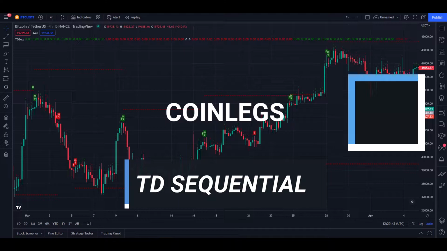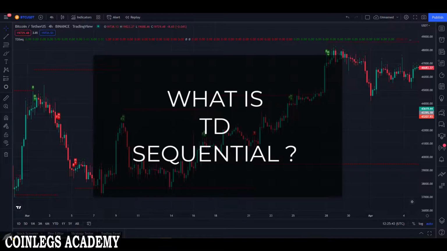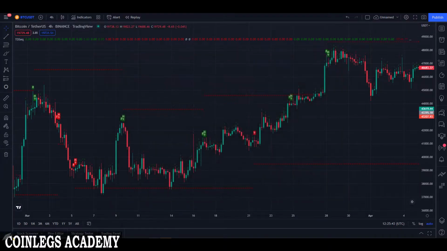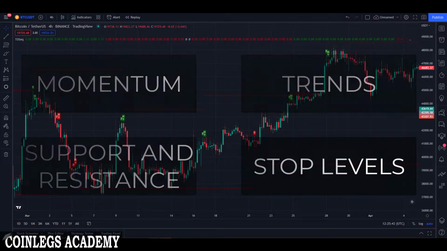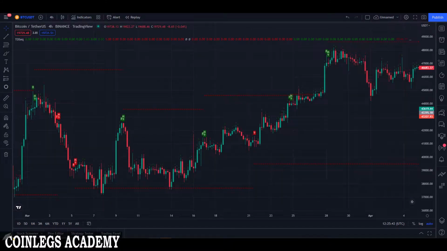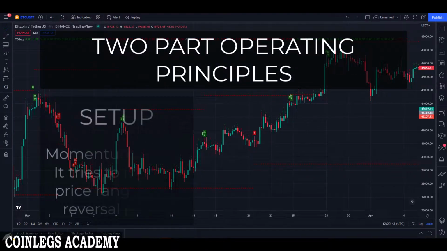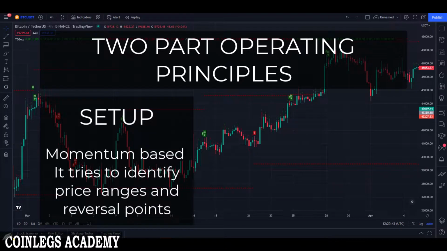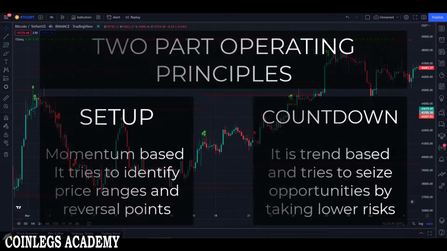Today we are going to learn about Td Sequential. What is Td Sequential? Td Sequential is one of the rare indicators. It owes its rarity to its ability to calculate momentum and trend, and determine support, resistance, and stop levels. Unlike most indicators, Td Sequential has two parts of operating principles. The first part is the setup part. Momentum-based, it tries to identify price ranges and reversal points. The second is the countdown part. It's trend-based and tries to seize opportunities by taking lower risks.